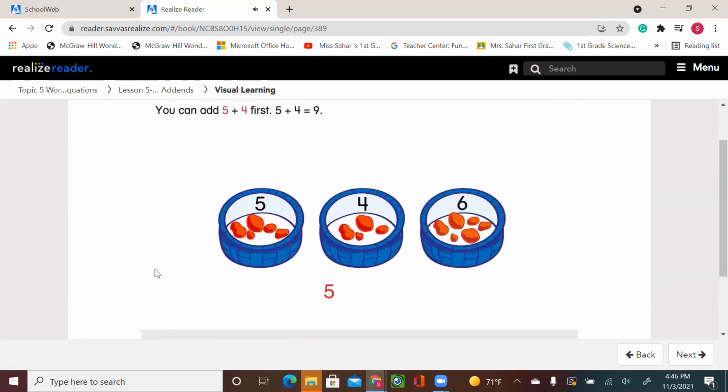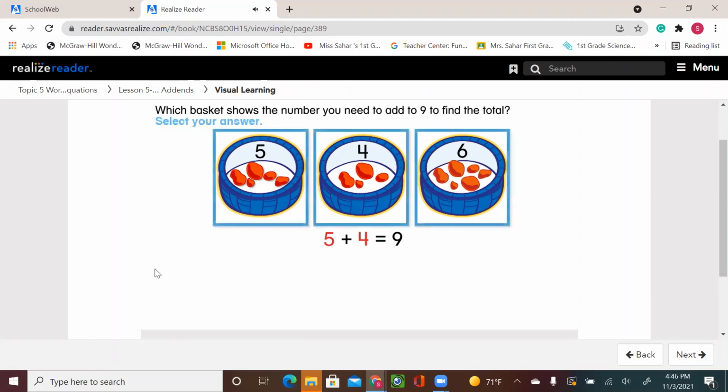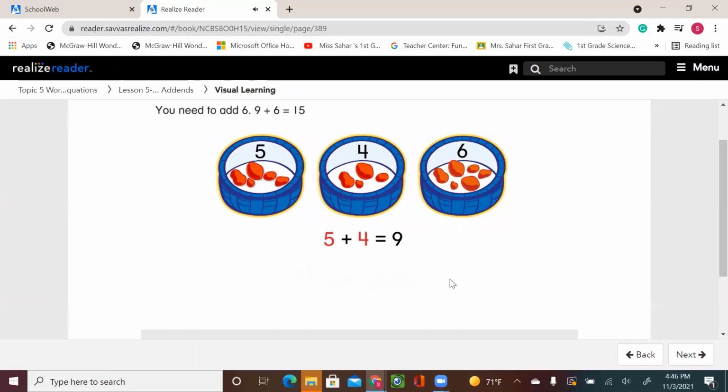You can add 5 plus 4 first. 5 plus 4 is equal to 9. Which basket shows the number you need to add to 9 to find the total? Select your answer. Remember, I added 5 and 4 equals 9. So what's missing? The basket with 6 rocks. You need to add 6. 9 plus 6 is equal to 15.